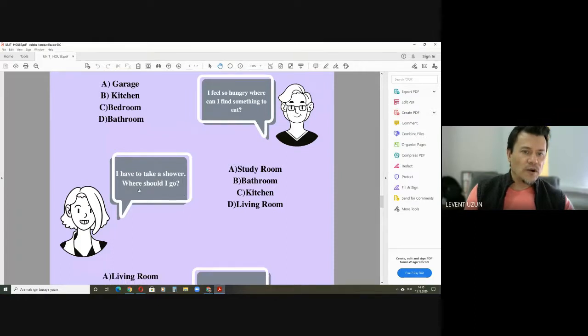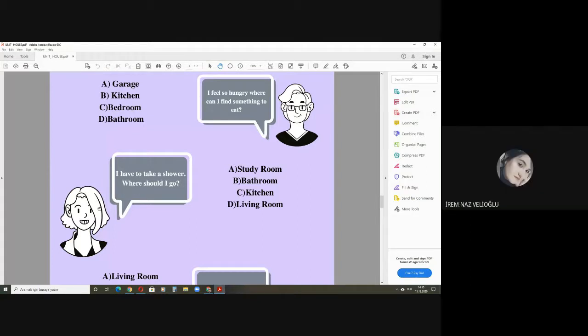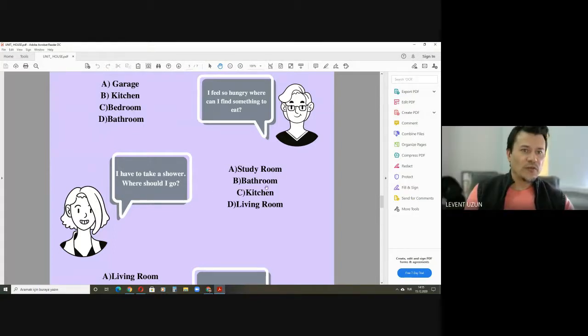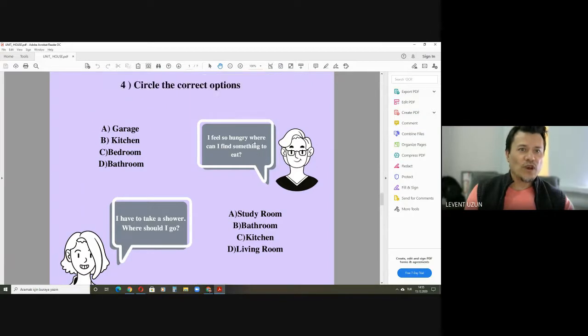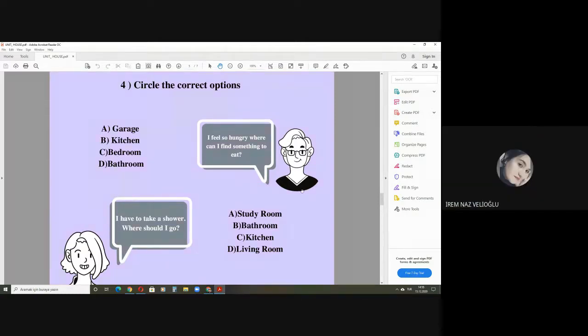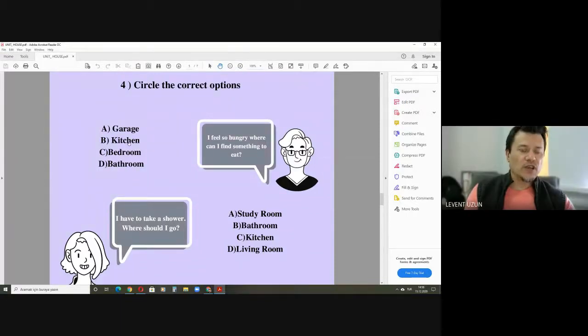And then this one, I have to take a shower. Where should I go? Maybe you should put a dirty person here. So this dirty person should go to the bathroom. Do you teach something with these sentences? I just practice the parts of the house. Okay, the purpose is practicing the parts of the house, which is okay. Then you can use simple visuals here, and then you can ask them where to go.